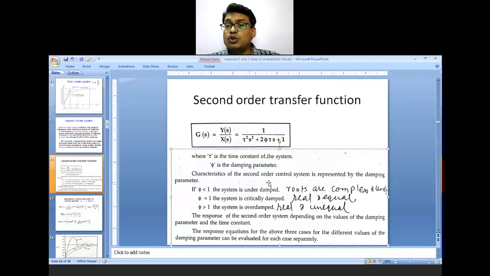Then the roots of this system, what will be the roots? Roots are complex and unequal for the underdamped system. You have to simplify this equation for calculating the roots. The roots are real and equal for the critically damped system, and the roots for phi greater than 1, that is the overdamped system, are real and unequal. So complex, real, equal and unequal roots are there.